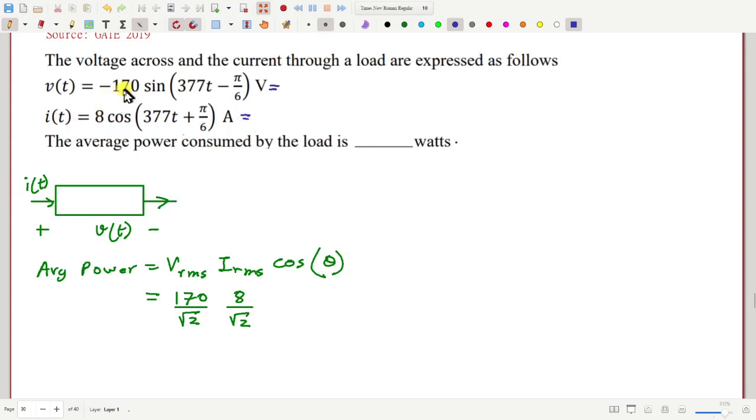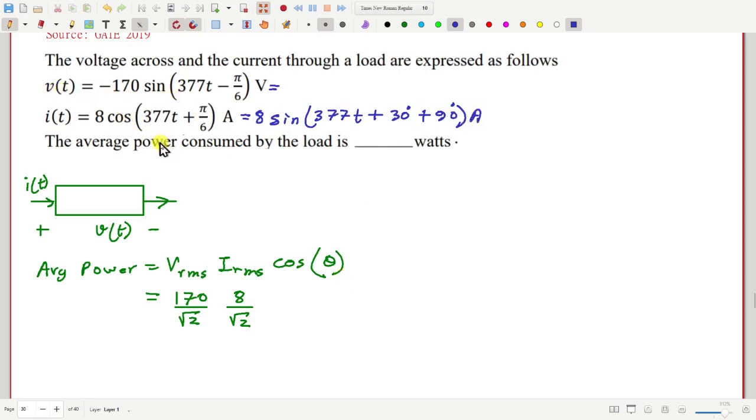So we have to first express both either in the form of a sine function or in the form of a cosine function, whichever you like. So I can write it in this way: 8 sine 377t plus pi by 6, which in degrees is 30, plus 90 to convert cos to sine. Okay, this is in ampere.